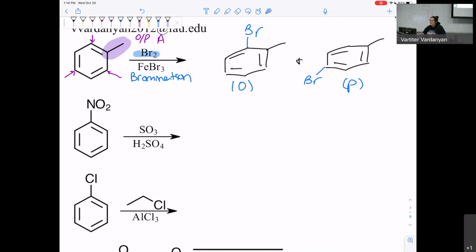Wonderful question, and no, it does not, because there's only one substituent. So both of these would be symmetrical. And same exact thing goes for meta. So if this was to replace the meta position, it would be symmetrical on both sides.